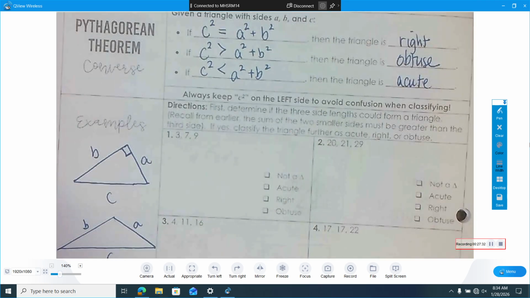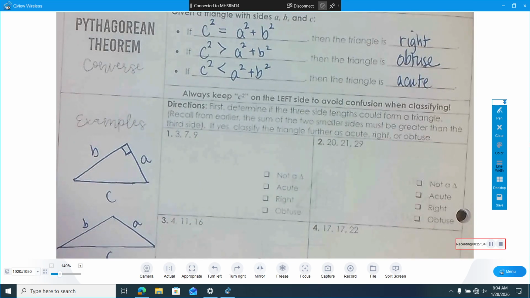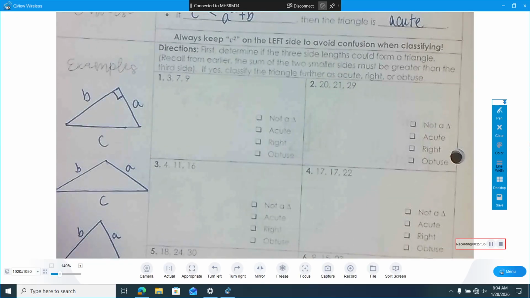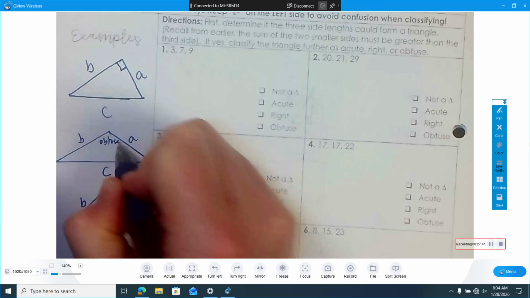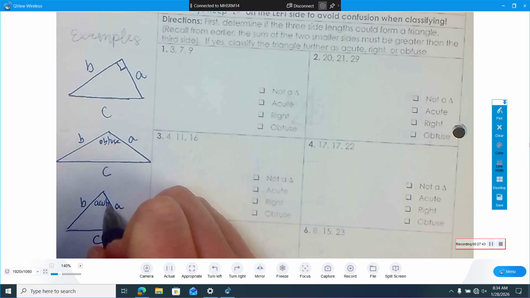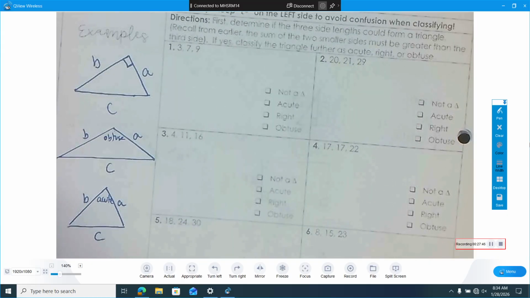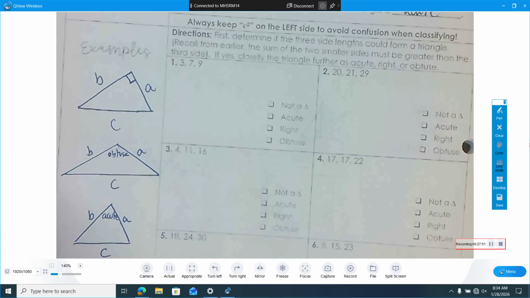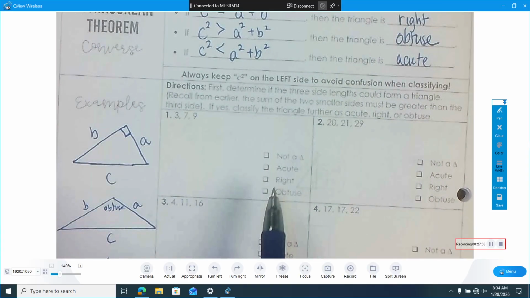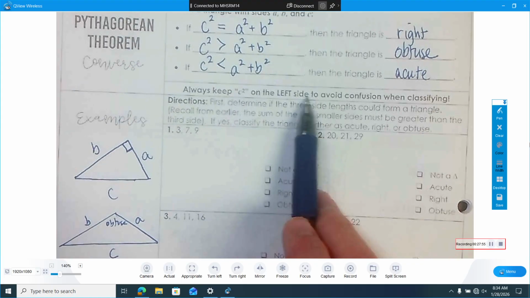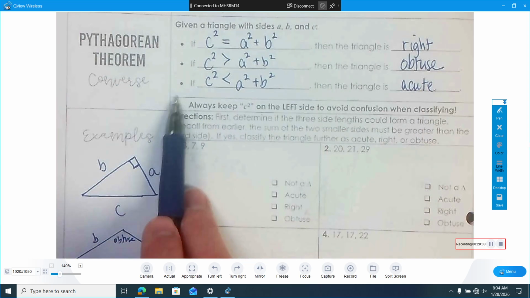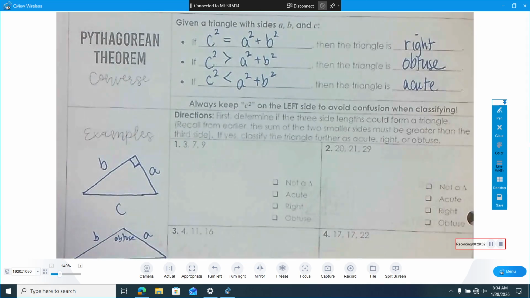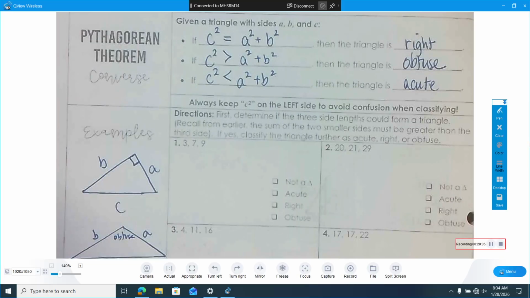It's important to be able to visualize what that might look like, and that's why I like to draw the little pictures here. Here we have that obtuse angle, and here we have that acute. All three angles happen to be acute, but it's good to think about that visually. Always keep C squared on the left side to avoid confusion when classifying, just so it matches what we've set up here. And remember, C is the longest side.